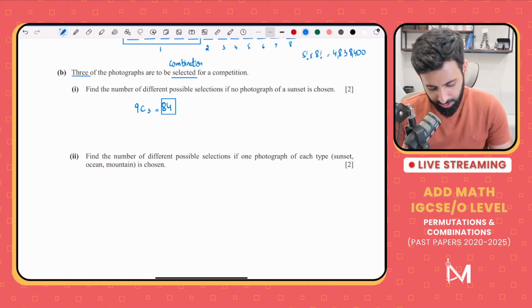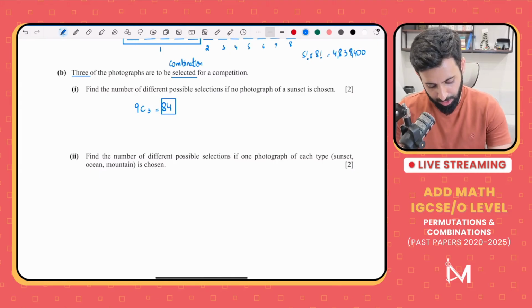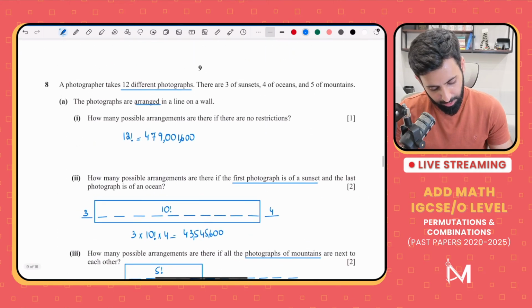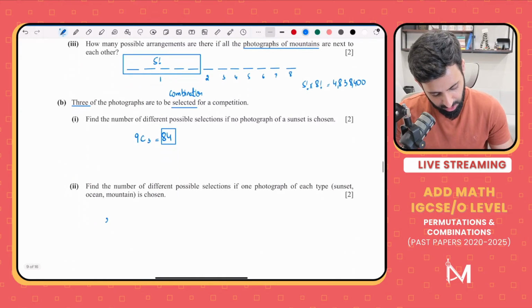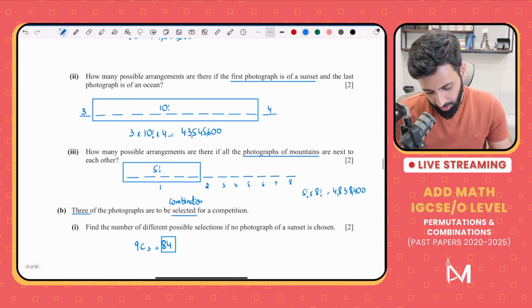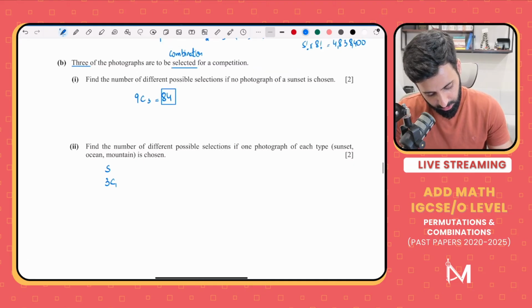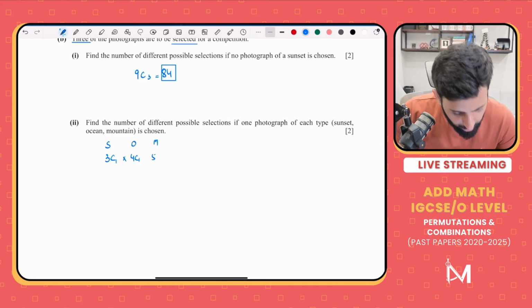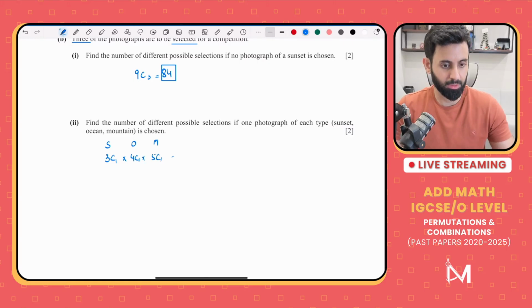Find the number of different possible selections if one photograph of each type, sunset, ocean, mountain, is chosen. Now remember, we are selecting 3. So we don't even have to come up with multiple possibilities. There's only going to be one way that we can select one photograph of each type. So that's 1 of sunset, so that's 3C1. And then 4 of oceans, so from the 4 we have to select 1, that's 4C1. And the last is mountains. From 5 mountains we have to select 1, so that's 5C1. Let's see what's that equal to.